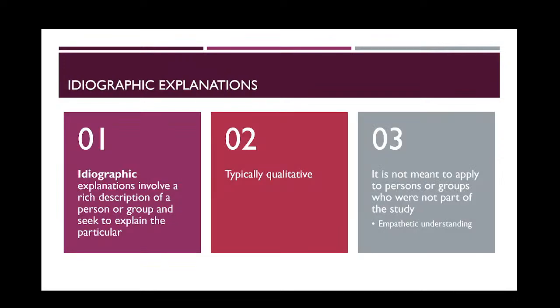So idiographic explanations, and this should be a little bit quicker to explain. Idiographic, right? So it has the same root as linguistic systems or writing systems, like an ideogram or an ideograph is a picture that represents an idea. Idiographic explanations are somewhat similar, but the idea is that instead of explaining things in terms of numbers and a cause and effect relationship, you're writing a rich description of a person or group, and seek to explain the particular kind of circumstances.